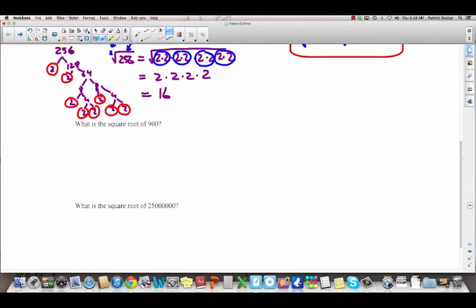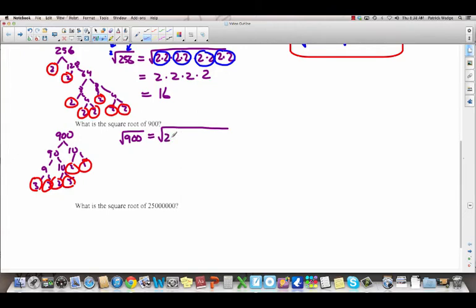Alright, square root of 900. So same thing, start with 900. We're going to break it down. Well, I know that 90 and 10 make 900, and I know that 9 and 10 makes 90, and 3 and 3 make 9, and 2 and 5 make 10, and here's another 2 and 5 here. So these are all the prime factors there. So that means that the square root of 900 is the same as 2 times 2, times 2 times 2, times 3 times 3, times 5 times 5.